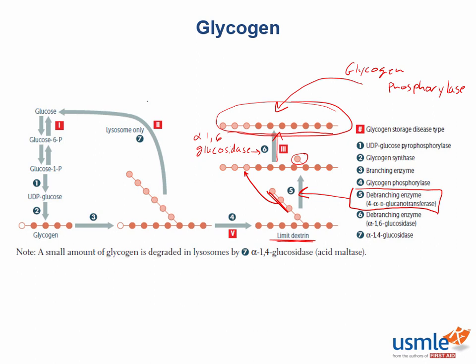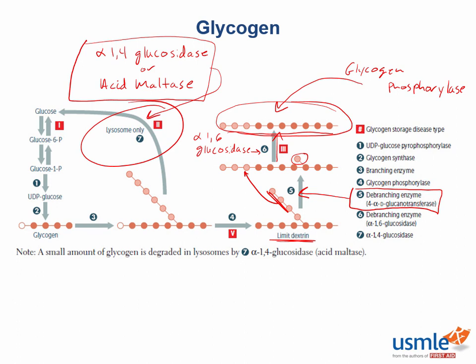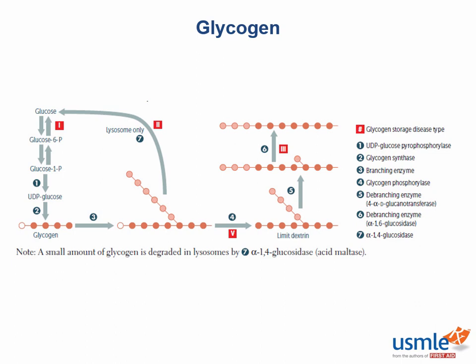Now, in a smaller reaction, glycogen can also be degraded in lysosomes, and this requires the enzyme lysosomal alpha-1,4-glucosidase, which is also known as acid maltase. And as the name suggests, it can only break down the alpha-1,4 linkages in the glycogen chain, slowly converting glycogen into free glucose.